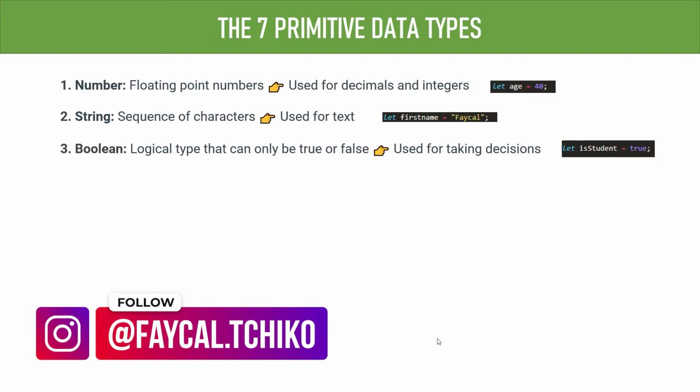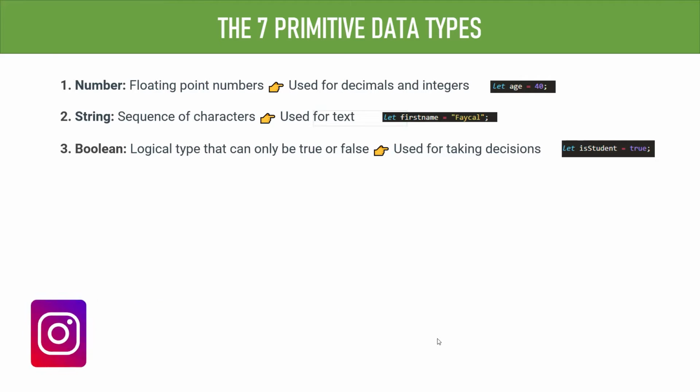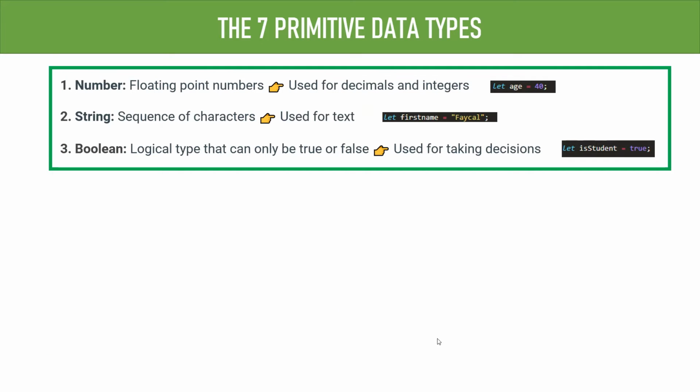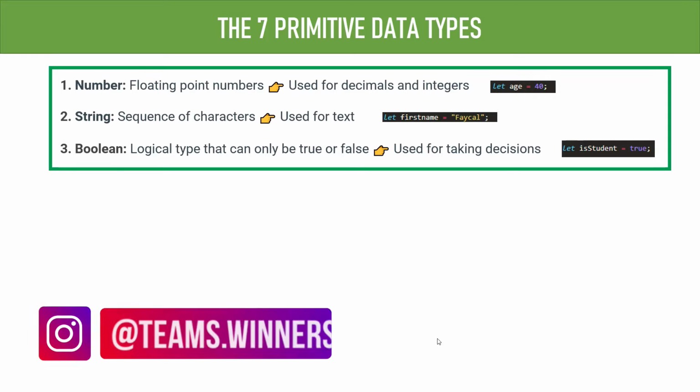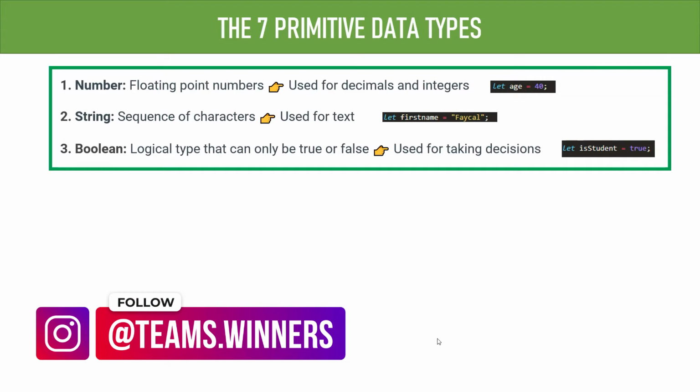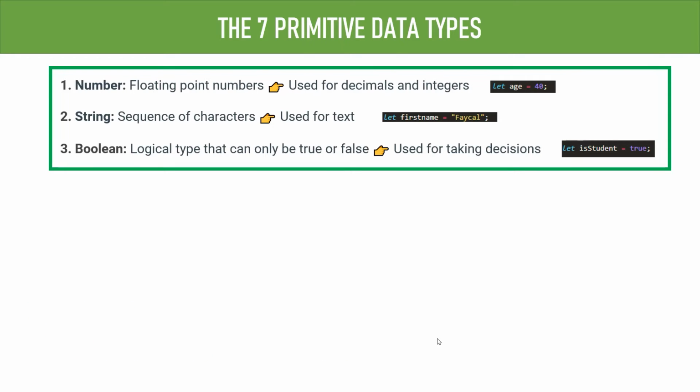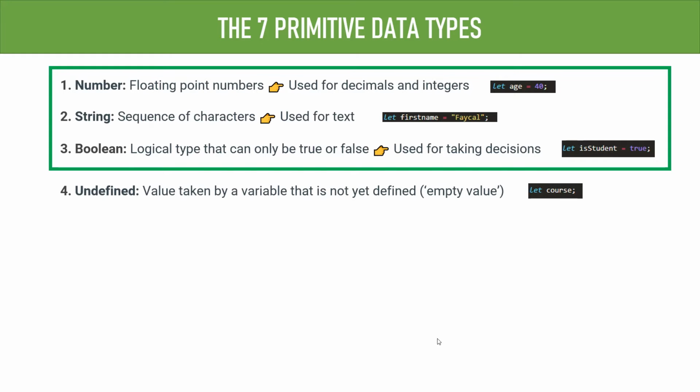Let's continue. These are the 3 most important data types that we will deal with the most, but there are still 4 more which may be a bit more confusing. The first one is undefined. Undefined is the value taken by a variable that is not yet defined. And a variable that's not yet defined is simply a variable that we declared but without assigning a value, for example, like this course variable here. So basically, we can say that undefined means empty value.